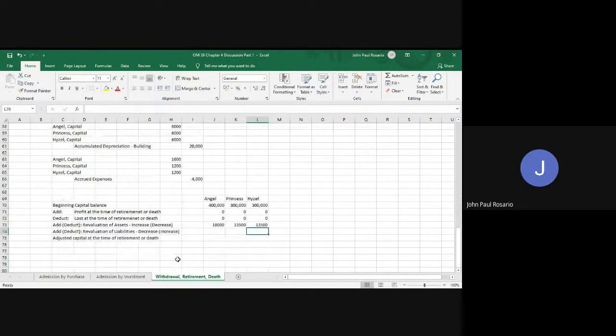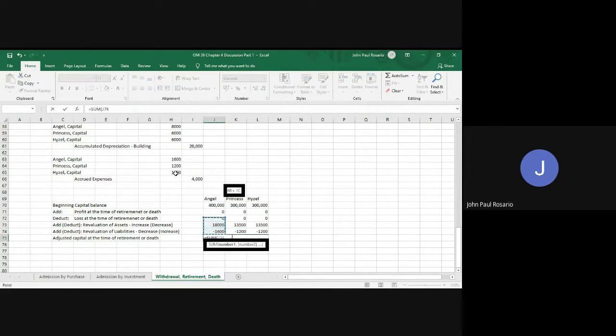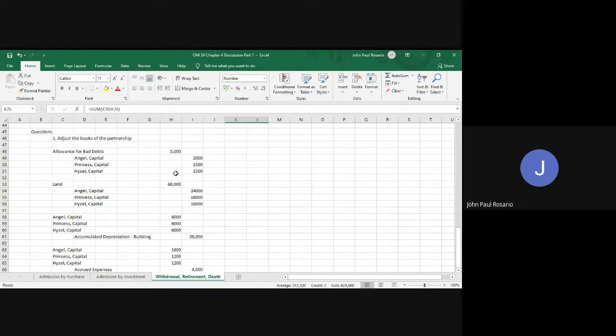Now for our liabilities, we have to deduct the increase. Same here, deduct the increase and deduct the increase. So our adjusted capital balances at the time of retirement, this is the sum: 416, 400, 312, 300, 312, 300. Then we go to the second part.